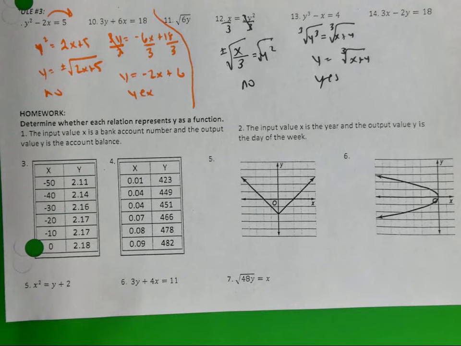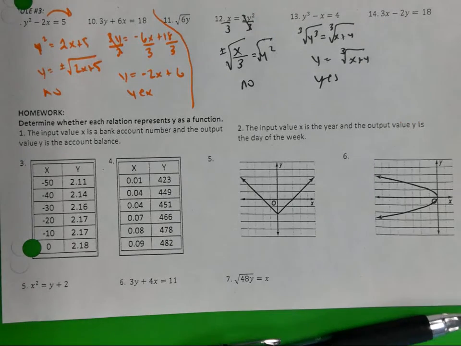All right, number 1, it says the input value x is a bank account number, and the output value y is the account balance. So I always think of this chart in my mind. Okay, I got the x, I got the input values right here. If I went to regions, does any one account have the same account number? No. So is that a function? Yes. You see what I'm saying? Yeah.